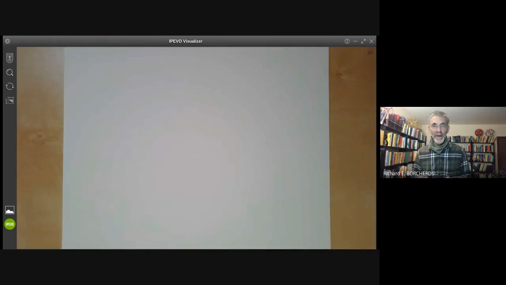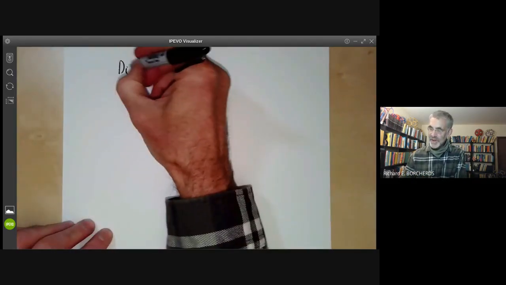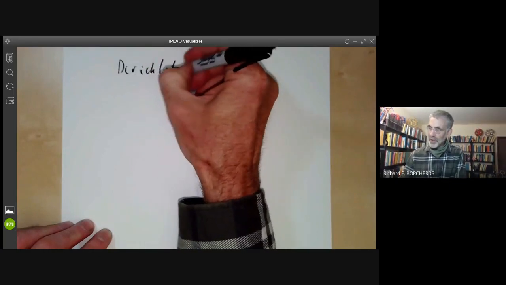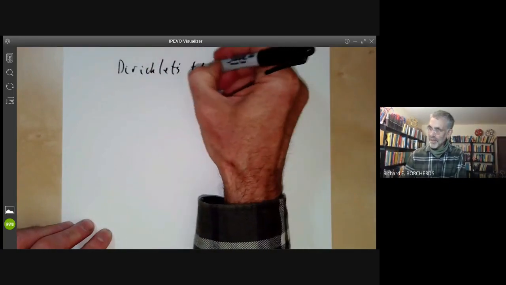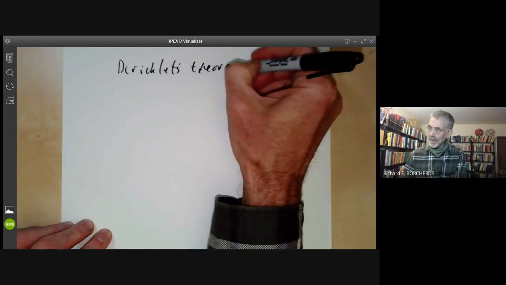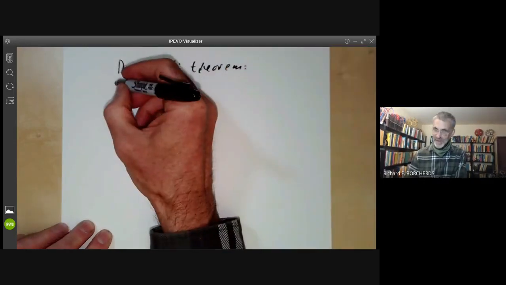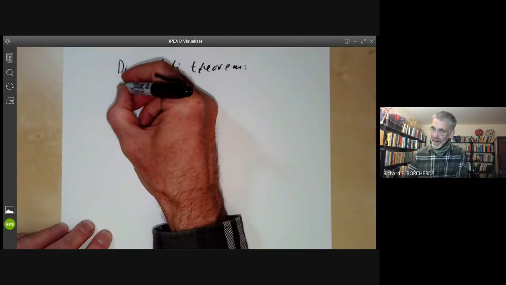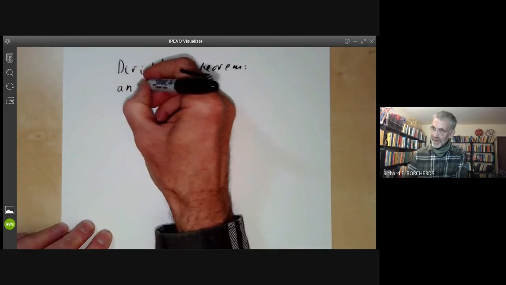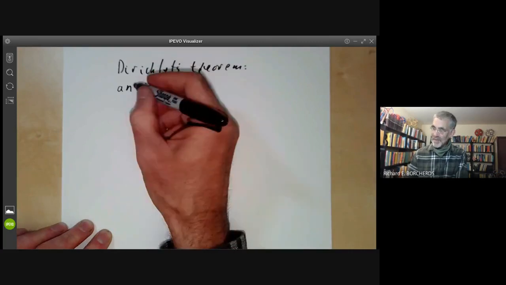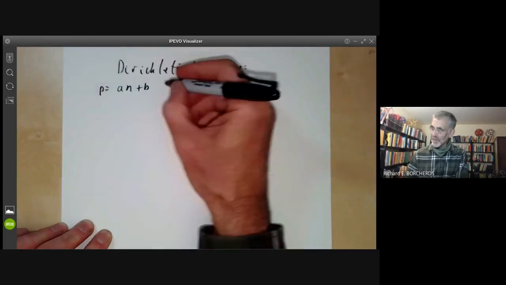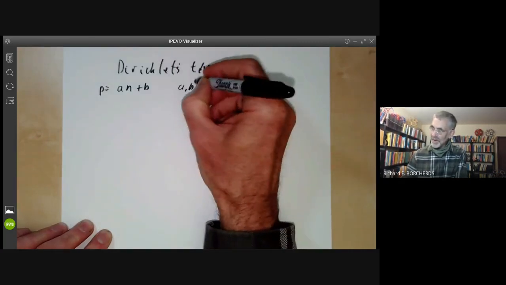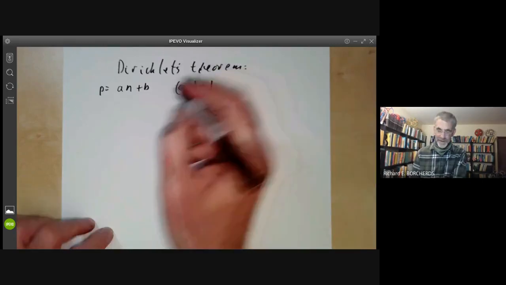This talk will be about how to use the representations of finite abelian groups in order to prove Dirichlet's theorem on primes in arithmetic progression, which says that if you've got an arithmetic progression of the form an plus b, there are infinitely many primes of this form. Here a and b are coprime integers.